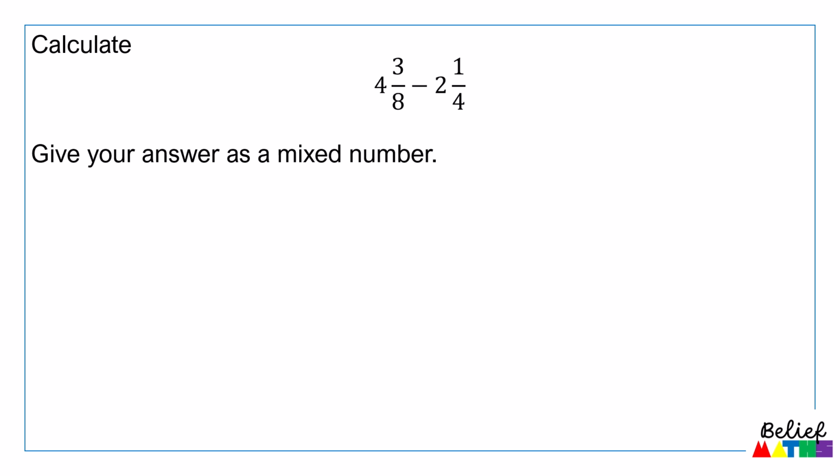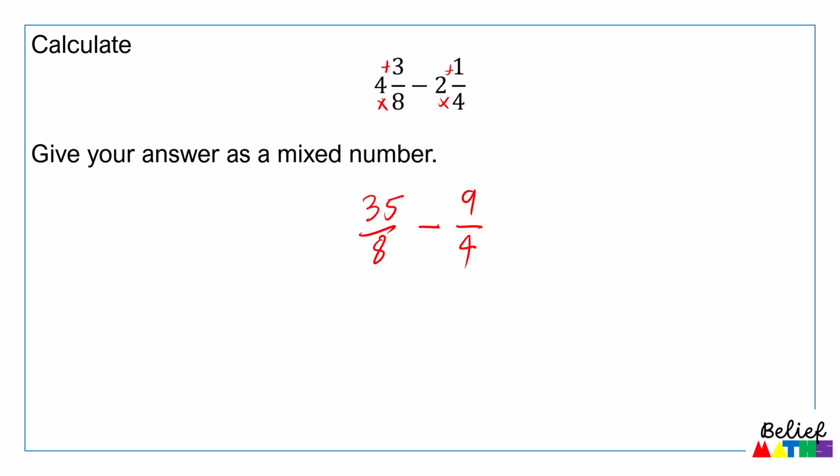You can do it where you do the whole number part separate and the fraction part separate and then combine those at the end, but I just prefer to make them improper. I do that every time I have a mixed number and it makes it easier for me. So when we're converting this to an improper fraction, we do 8 times 4 plus 3. So 8 4s are 32, plus 3 is 35 over 8. Take away. Then we do the second one. 4 times 2 is 8, plus 1 is 9. So it's 9 over 4.